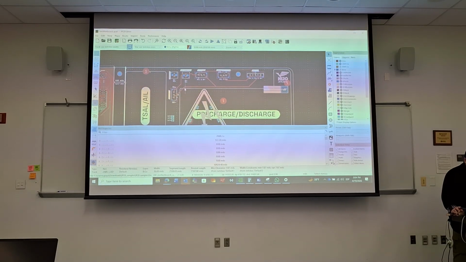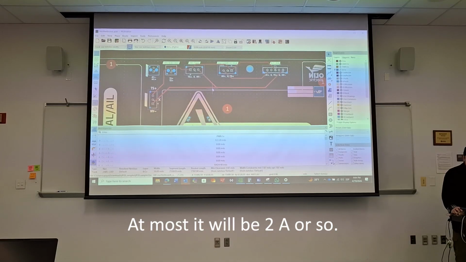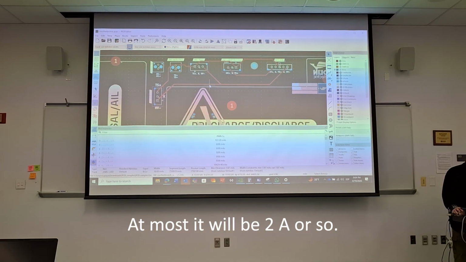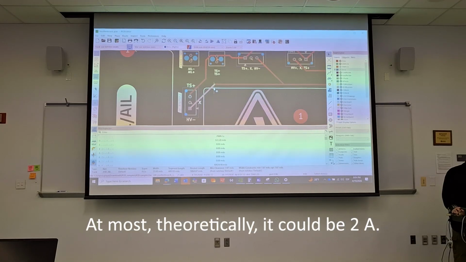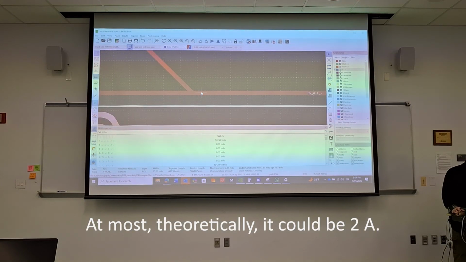Do we know how much current is going through these? At most, theoretically, it would be 2 amps. These are too thin.